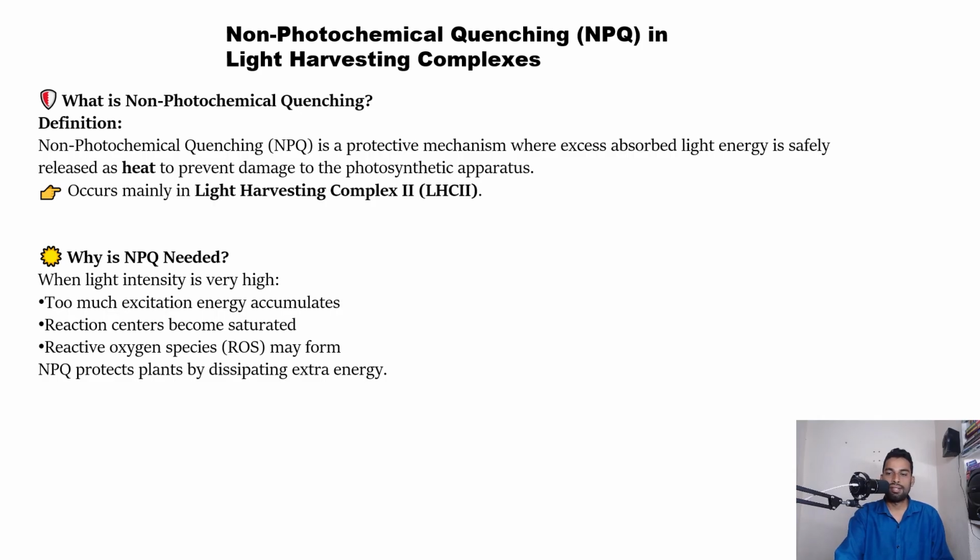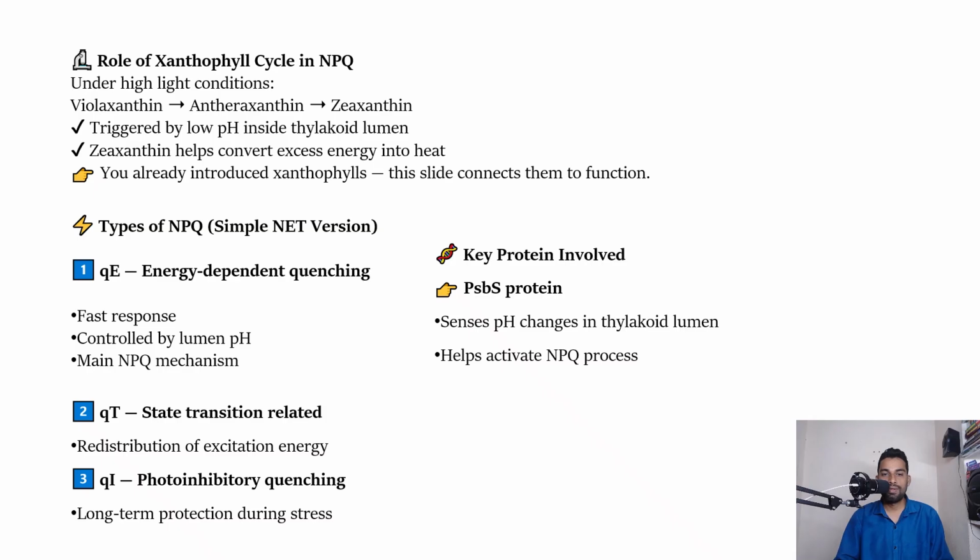So let us move further. Role of xanthophyll cycle in NPQ. We have already discussed this topic, but this is in a little more depth. Let us see types of NPQ. Simply: QE, energy dependent quenching; QT, state transition related; QI, photoinhibitory quenching. Key proteins involved.